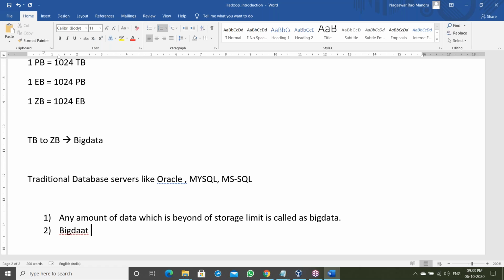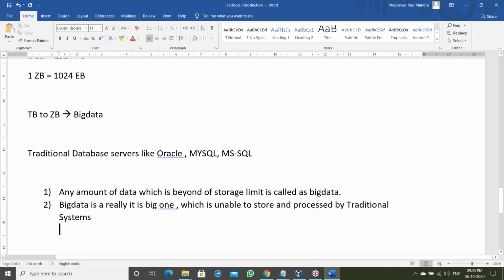Big data is really a big one, which is unable to be stored and processed by traditional systems. Traditional systems are traditional databases. The data which is unable to be stored and processed by the traditional systems is called big data. So this is the simple definition, just a big data introduction.